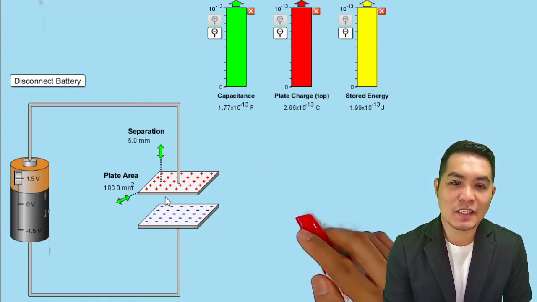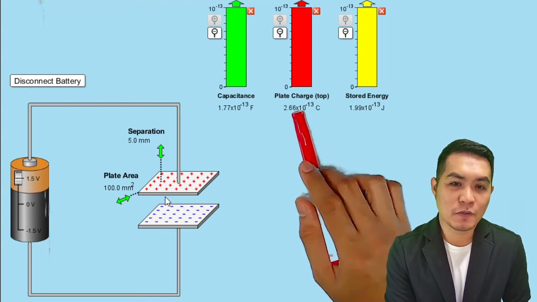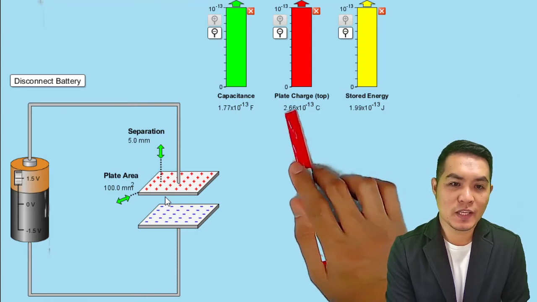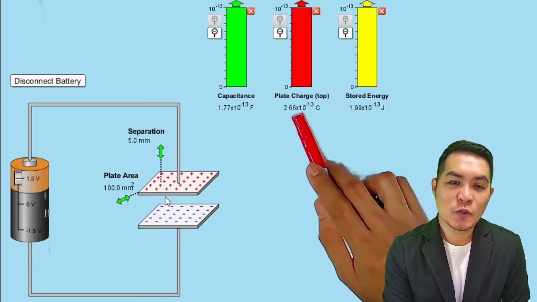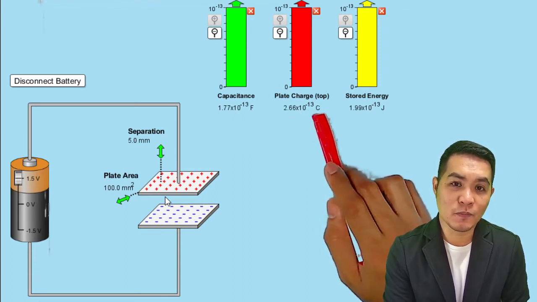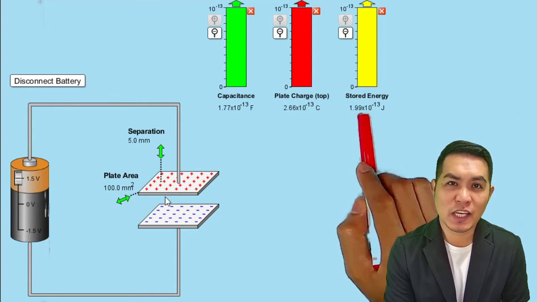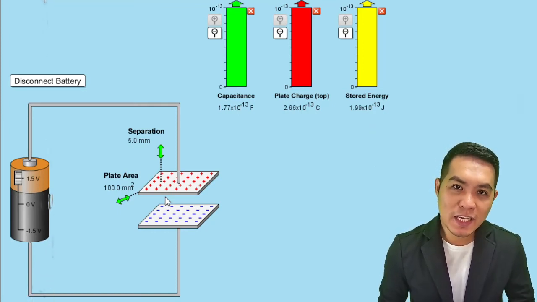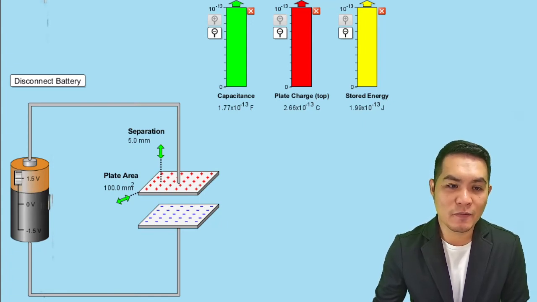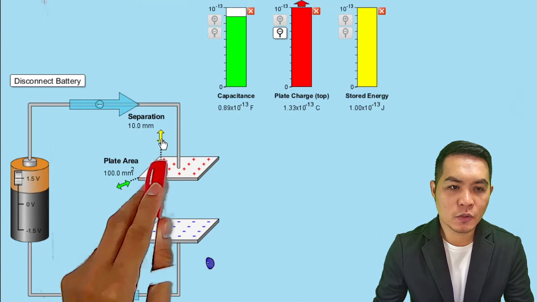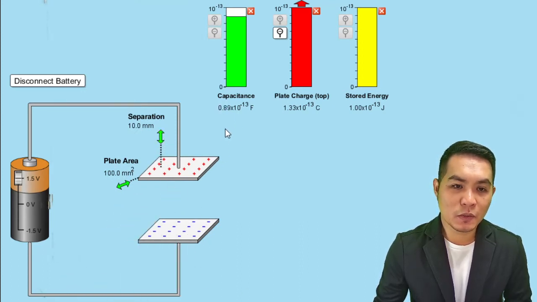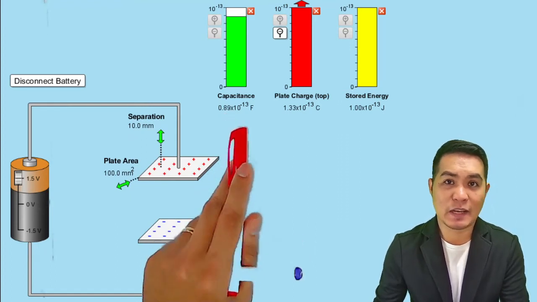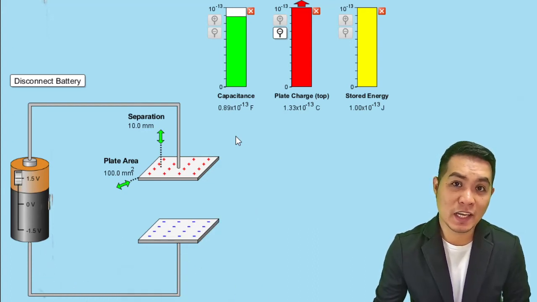If you are further asked to solve for the charge stored on each of the plates, Q is just capacitance times potential difference V. So you multiply the two, this one times 1.5 volts, and you will get 2.66 times 10 to the negative 13 coulomb. And the stored energy corresponding to that is 1.99, or rounded off, 2 times 10 to the negative 13 joules. Now, in the second problem, letter B, you increase the separation distance to double. From 5, you increase it to 10. So you will notice that the capacitance is 1/2, from 1.77 to 0.89 times 10 to the negative 13 farad. That's what happens in the second example, letter B.